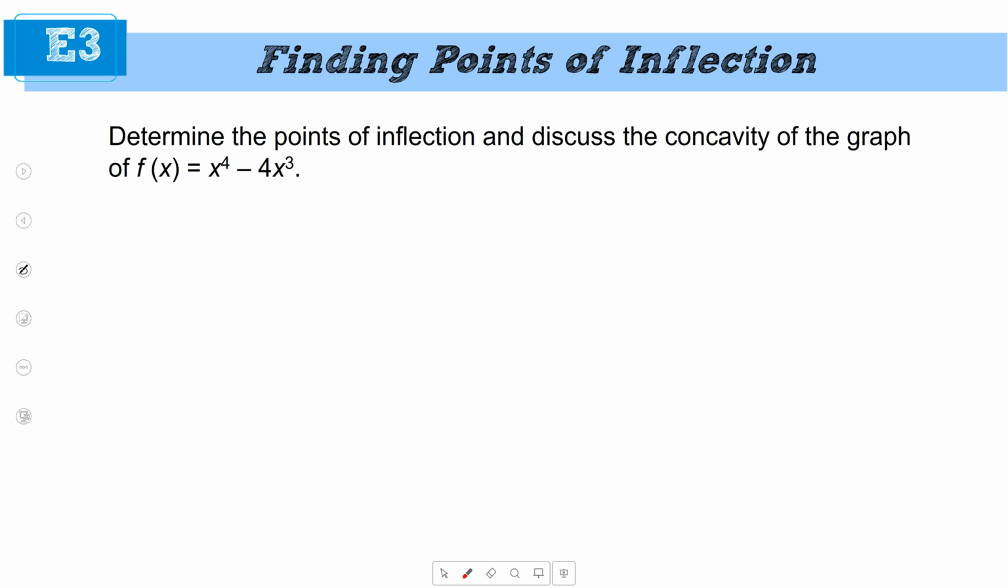Okay. So let's do this one. Find the points of inflection and tell me the concavity of the graph on certain intervals. Go, dog, go.